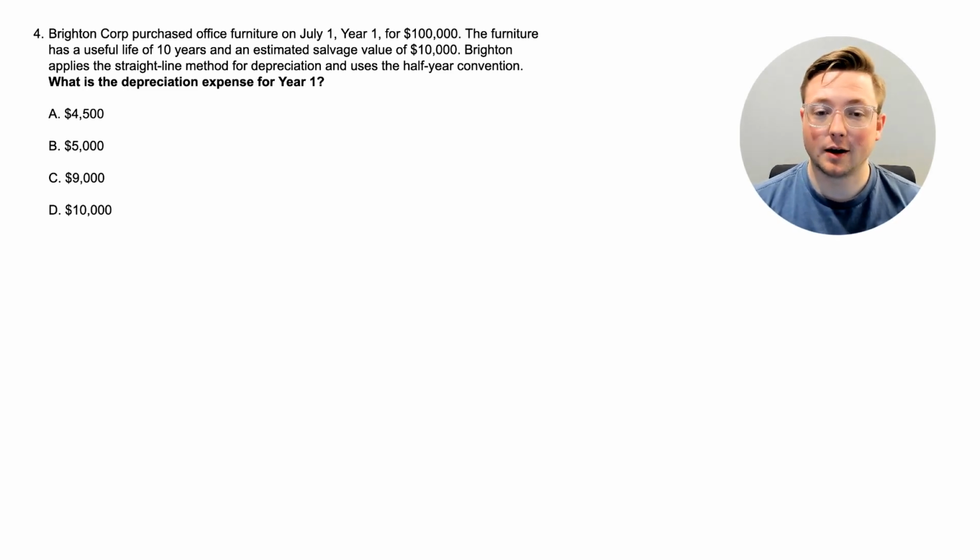Brighton Corp purchased office furniture on July 1st, year 1 for $100,000. The furniture has a useful life of 10 years and an estimated salvage value of $10,000. Brighton applies the straight line method for depreciation and uses the half-year convention.